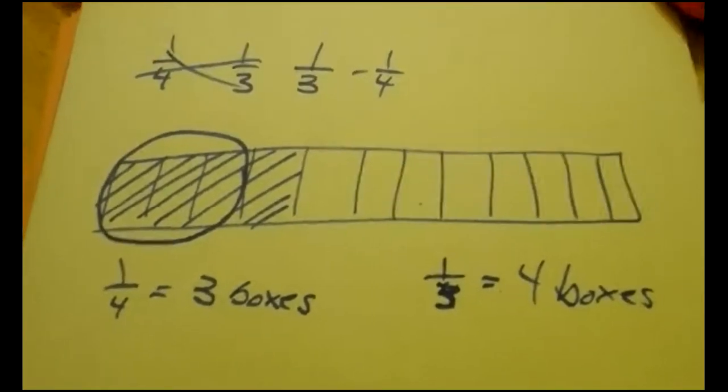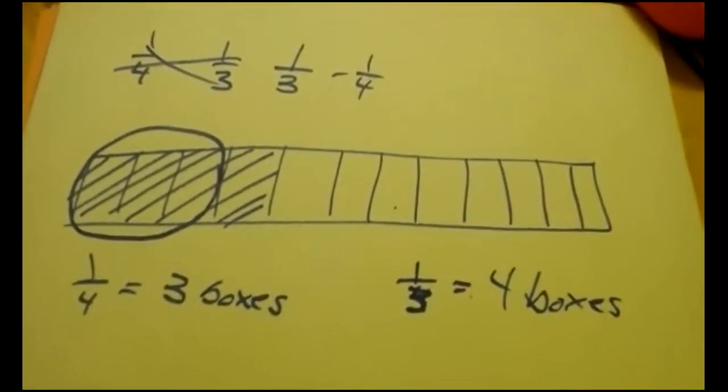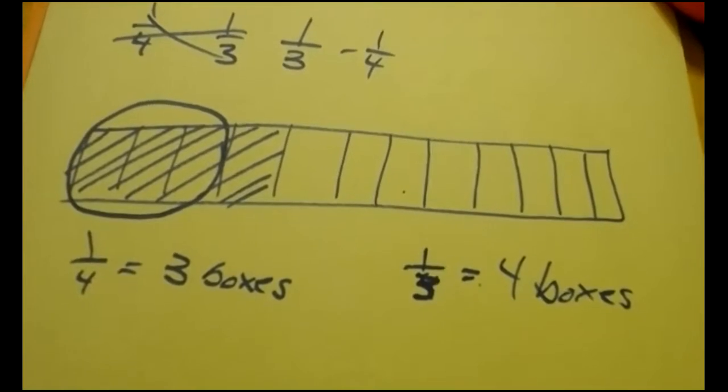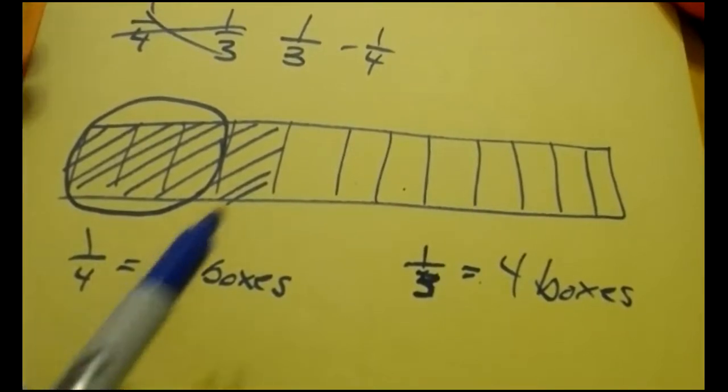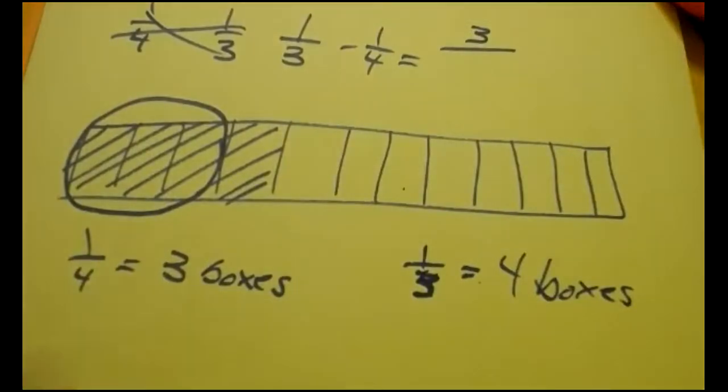And now, we see that there are only 3 in the circle. So it's 3 on top, and then what is the denominator? Well, there were 12 spots, so it's 12, like that.